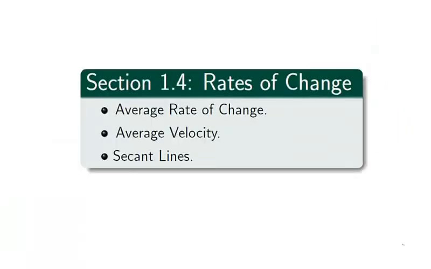To sum up 1.4, we are working with averages. Remember that the slope of a secant line is an average rate of change, and that average velocity is a special case of average rate of change. Now that you know the basics, be sure to strengthen your understanding through practice.